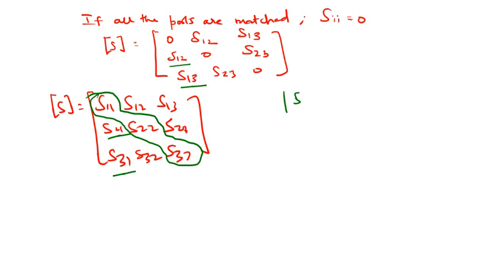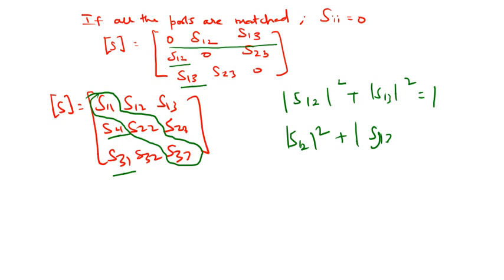The condition is modulus of S12 whole square plus modulus of S13 whole square should be equal to 1. Then you consider this row, modulus of S12 square plus modulus of S23 square is equal to 1. Then also you apply this row, so modulus of S13 square plus modulus of S23 square is equal to 1.